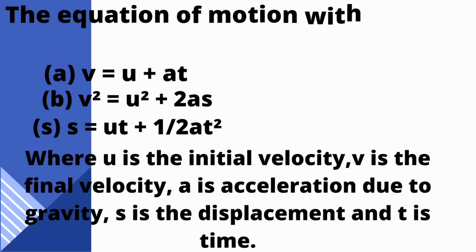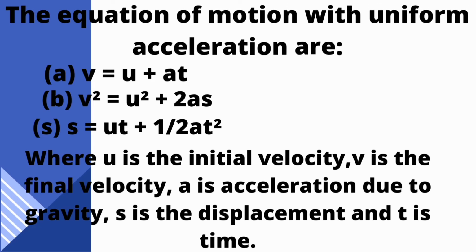The equations of motion with uniform acceleration are v is equal to u plus at, v squared is equal to u squared plus 2as, s is equal to ut plus half at squared, where u is the initial velocity, v is the final velocity, a is the acceleration due to gravity, s is the displacement, and t is time.